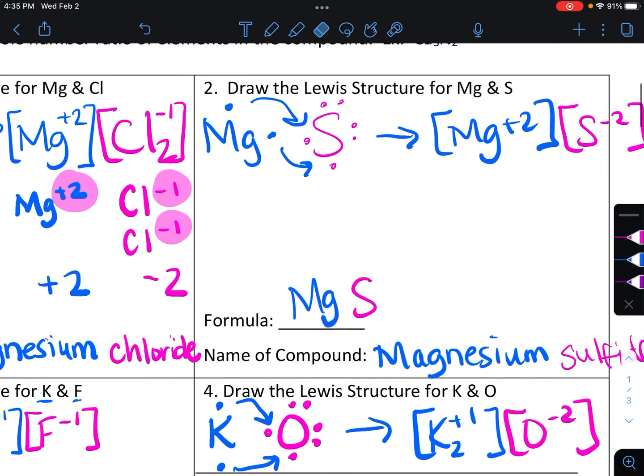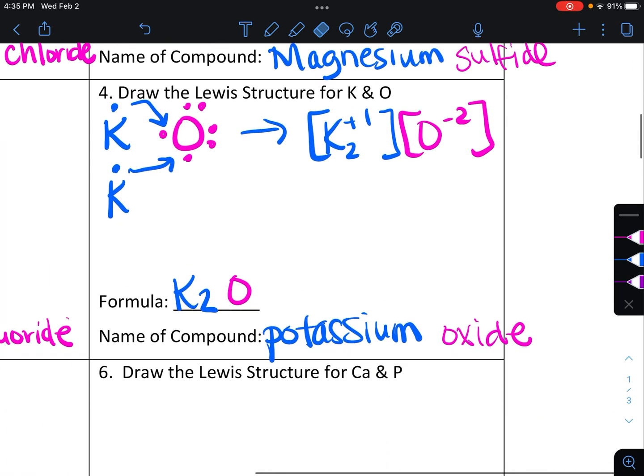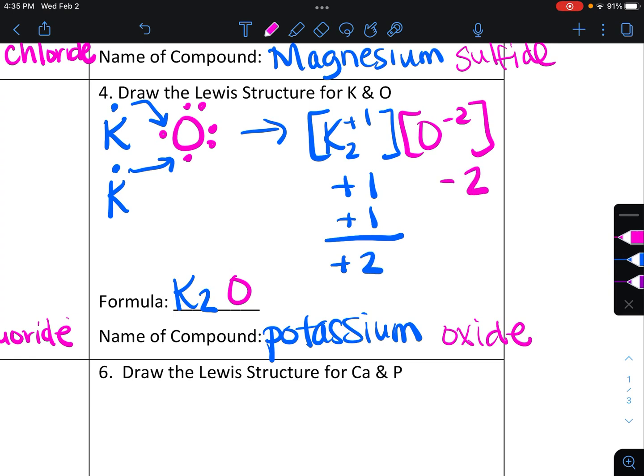Let me give another example of that. Let's go to this one. So in this one, we have two potassiums. Each of the potassium has a charge of +1. So the total positive charge is +2. We have one oxygen, and its charge is -2. So the total negative charge is -2. So again, the +2 and the -2 cancel each other out, and the overall charge of the compound is neutral.